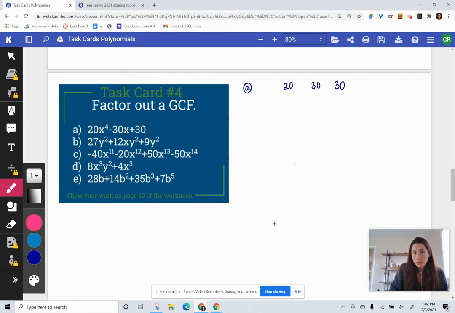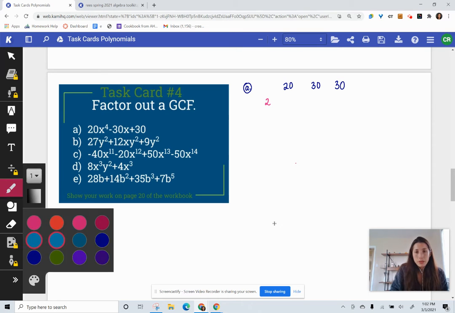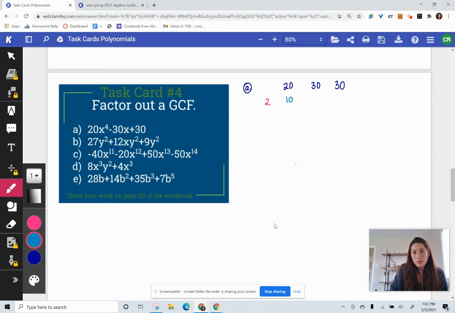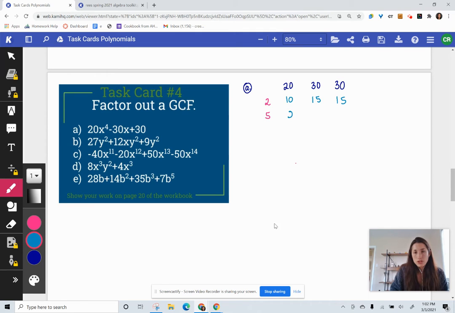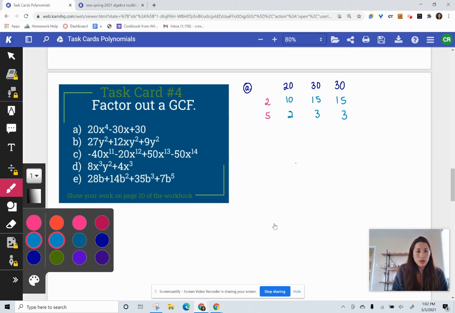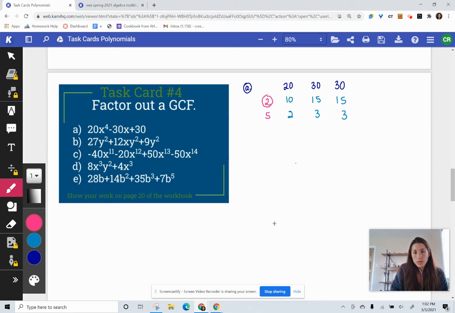If we know 2 goes into all of these, 2 goes into 20 10 times, it goes into 30 15 times, and it goes into 30 15 times. Now, looking at 10, 15, and 15, I know that 5 goes into all of these. 5 times 2 is 10, 5 times 3 is 15, and 5 times 3 is 15. Now 2, 3, and 3, those are all prime. Nothing goes into all, there's no greatest common factor of 2, 3, and 3. So then I would say, okay, my greatest common factor has to be 2 times 5.